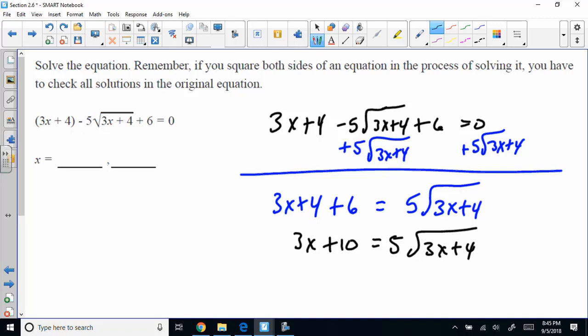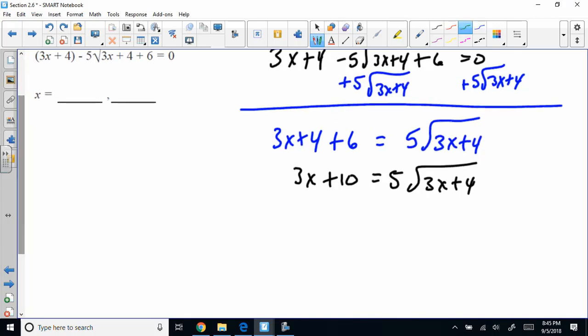You ready? Yeah, we're going to square both sides, because we've got to get rid of that radical, right?